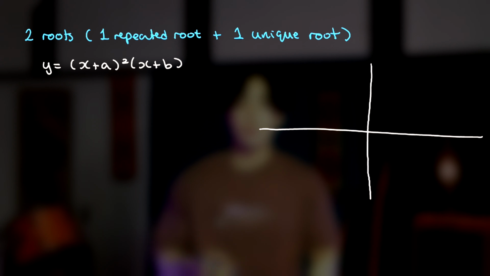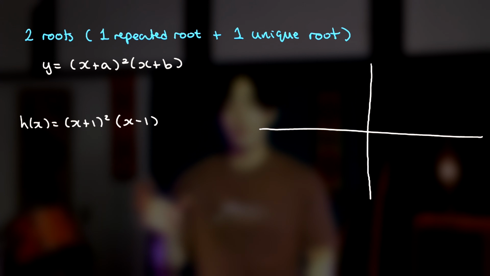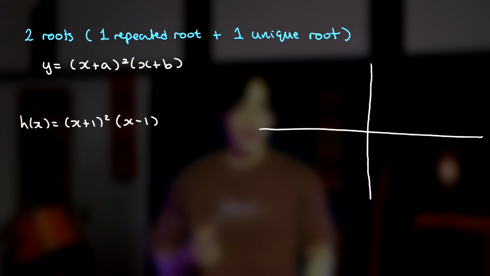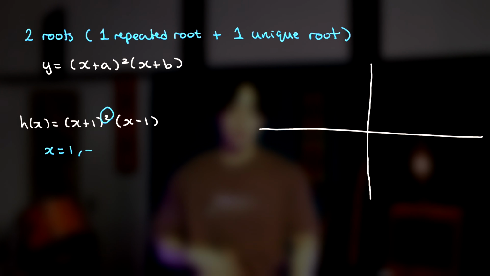The second variation is when the function has 2 roots, meaning one of them is a repeated root and another is just a unique root. So in this form here, we have h of x, which is (x plus 1) squared times (x minus 1). We know it's a repeated root due to this squared term here. So if anything is squared, it is known as a repeated root. And so we know the roots are going to be at 1 and minus 1.